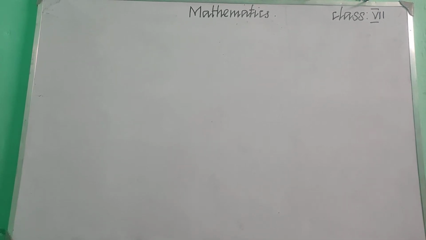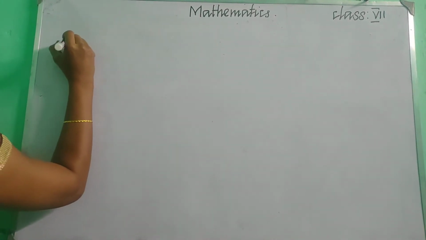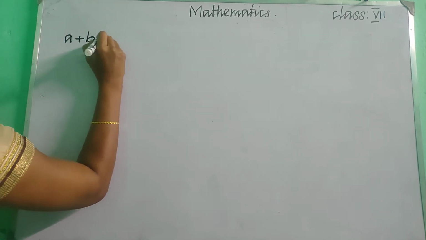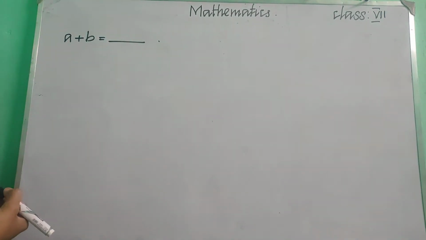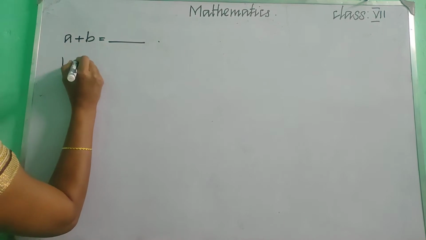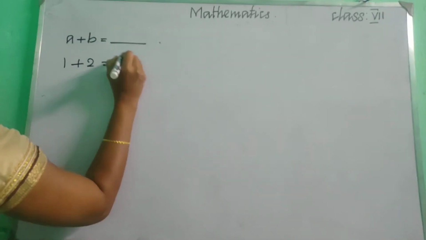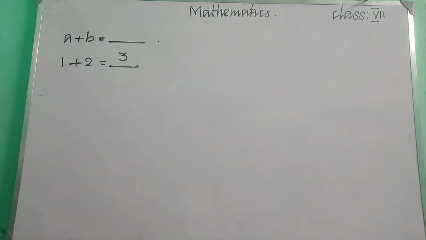Okay, can you recall what we have learned in the previous class? So we have learned about the properties of addition, right? So what are all the properties we have learned? So we have learned about closure property. So what do you mean by this closure property? Closure property means simply if you are having A plus B, you will get the answer. That is called closure property. Okay children? So simply if you are having 1 plus 2, you will get the answer simply 3. That is called closure property.